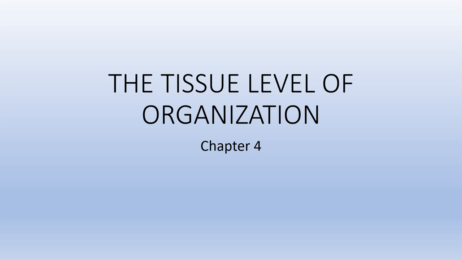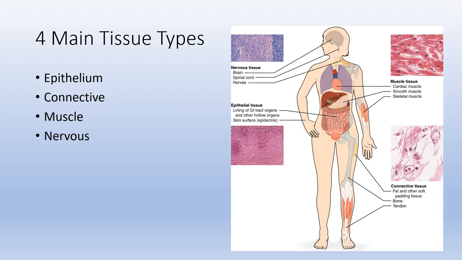Chapter 4 deals with the tissue level of organization now. There's 4 main tissue types: epithelial tissue, connective tissue, muscle tissue, and nervous tissue. This diagram is just showing you a little bit of a representation of where you may find some of these different types of tissue and an example of what it looks like from a microscopic point of view.